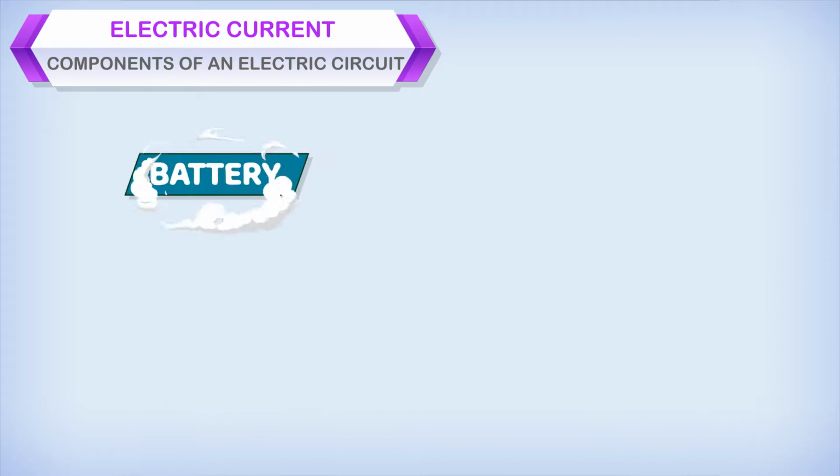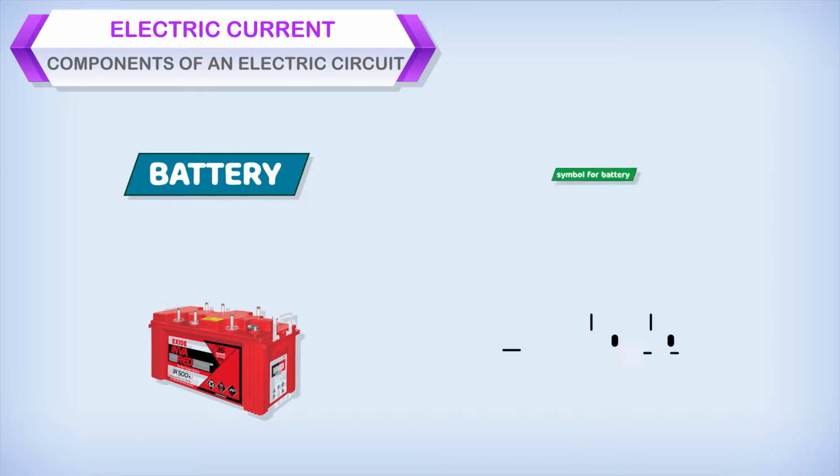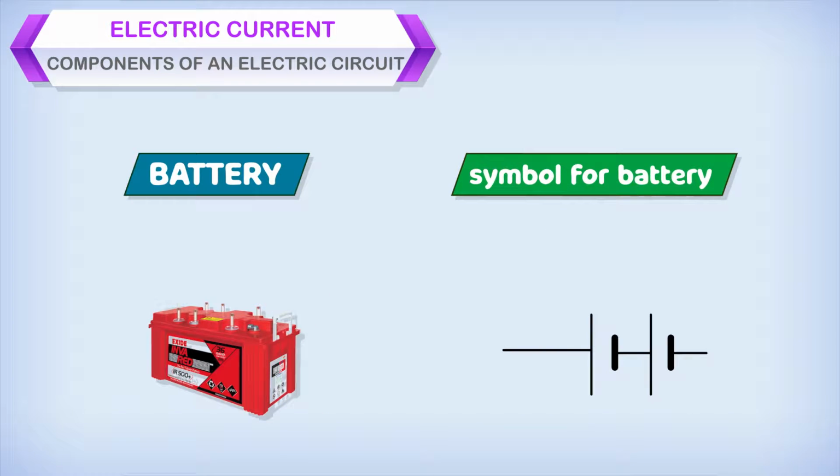A battery. A battery is a collection of several cells connected together. There is usually a thick wire or a metal wire strip connecting the positive terminal of one cell to the negative terminal of the next cell. Let us now learn how to represent these symbols in a circuit diagram.